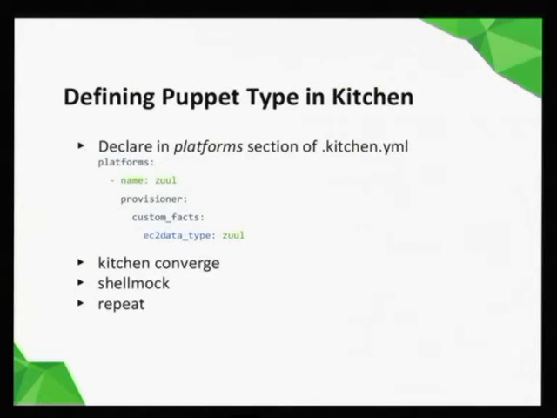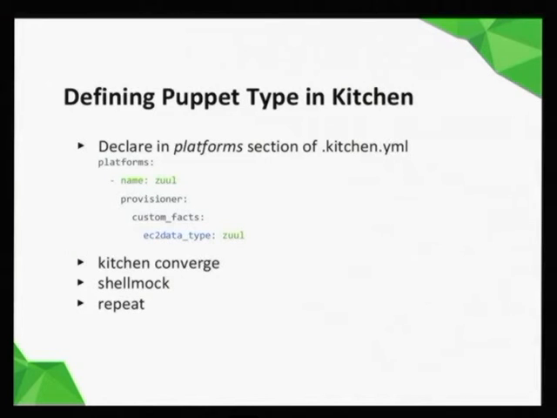So how to actually define a Puppet type in kitchen? Puppet type, in our meaning, is just server role, instance role. It's not a kind of Puppet resource type. It's just an instance role in our infra code, our implementation. So we have this control entry point called EC2 data type, which is the name of a role or a type, basically.